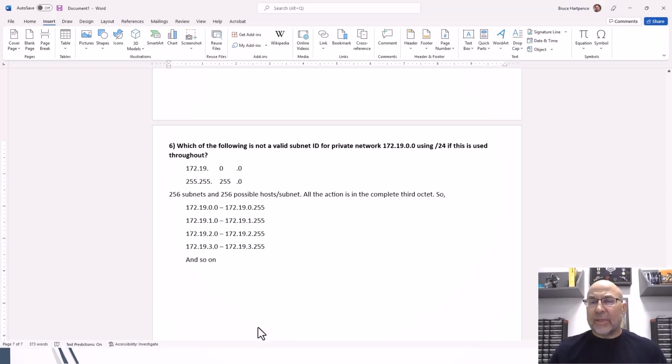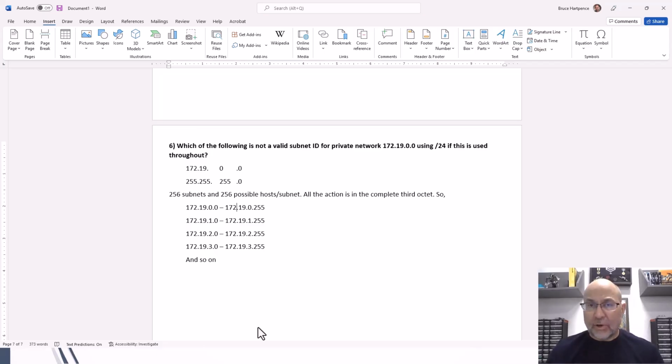Now, the cool thing about this problem is that it's a /24. So that means the entire third octet is where all the action is. This is where all of the subnetting happens. So there should be nothing going on in the last octet. There will only be 2 values there. The lowest will always be 0, right? No matter what the subnet is, it'll say .0 for the subnet address. And no matter what's happening, it'll be .255 in the last octet for the broadcast. We just have to figure out the third octet.